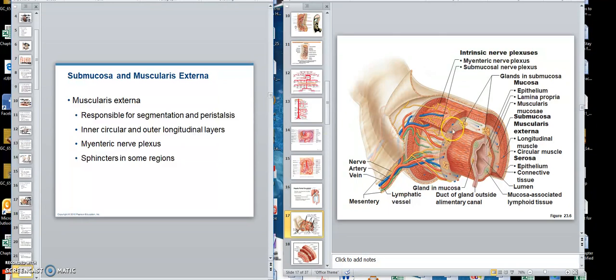See that muscularis mucosa, it's just a little thin layer of smooth muscle. It gives a little rippling action. But these are the big boys, the muscularis externa, inner circular, outer longitudinal. That's the general pattern. Now, in the stomach, we're going to throw in another layer called the oblique layer. Myenteric plexus, see, that's one of those. Remember we talked about those 500 to 600 million neurons. Well, that's part of it. Sphincters in certain regions to open and close stuff.